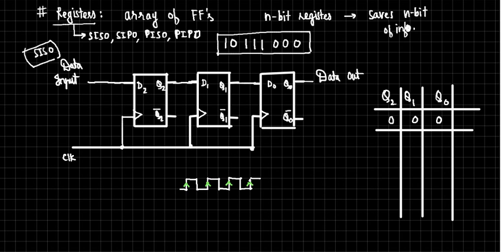Now as soon as the first edge of the positive clock comes, this first bit, where does it appear? Here, right? Let me write that. So this is all here. Initially the values are 0 0 0. As soon as the first clock appears, the value which was 1 here gets transferred here. So this becomes 1.